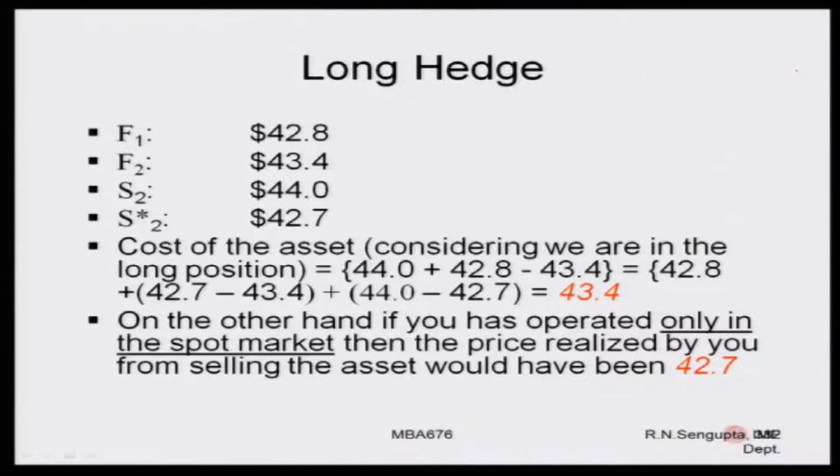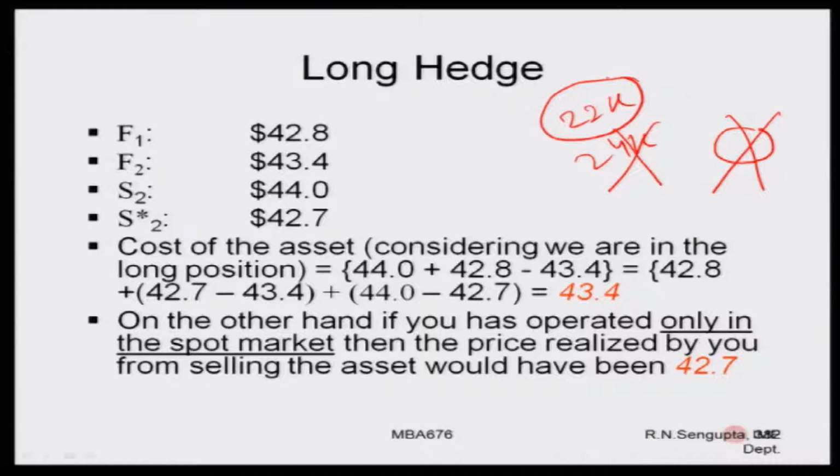On the other hand, if you have operated only in the spot market, so obviously, 22 carat which you have, 24 carat which you have here, so there is a forward here. If you are not operating in this, you are only concerned with the 22 carat, whose price is given as 42.7. So, in case 1 and case 2, you saw that in the second case we only operated on the spot market and only concentrated on the product.